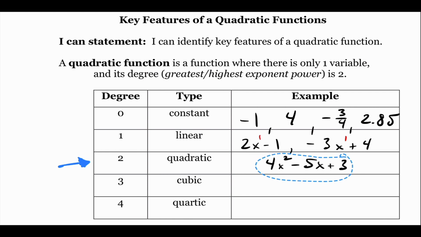The highest exponent power is 2. When I graph those, it's going to look like this or this. It's going to look like arrows up or arrows down, a parabola, a U. Okay, always. If it doesn't, that means it's not a quadratic.